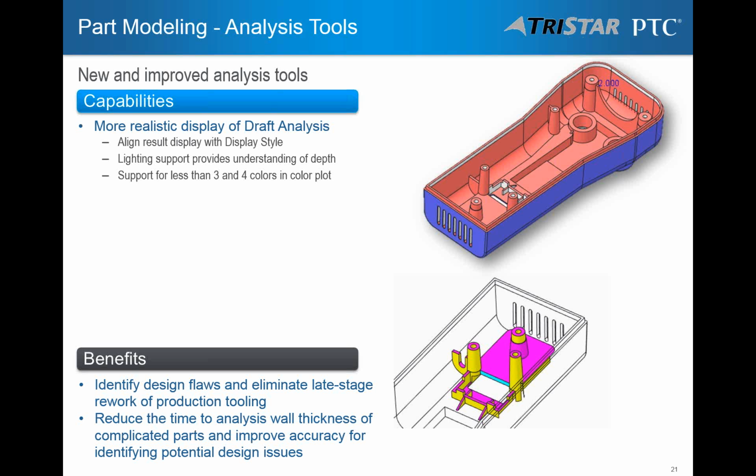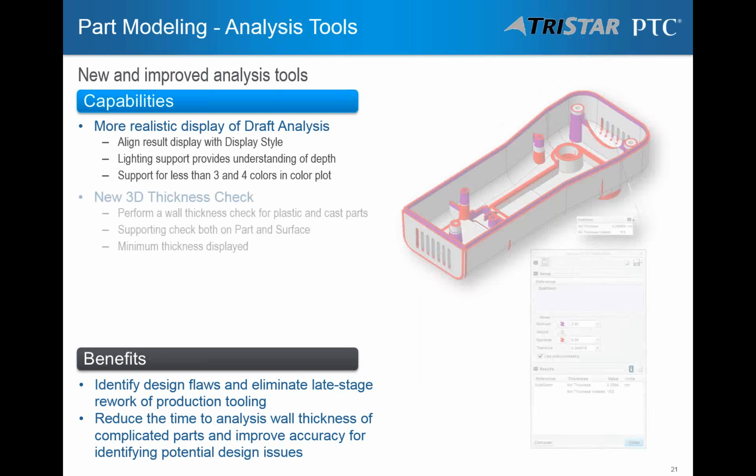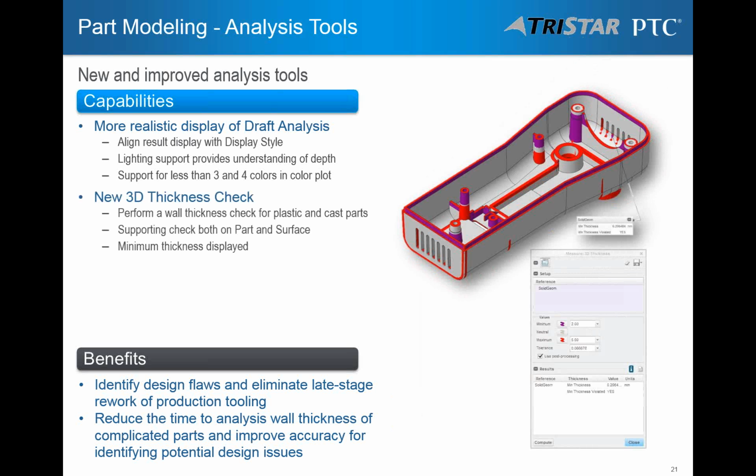There are improvements to the draft analysis tool. We can align the result display with the display style. We can also use lighting to support a better understanding of the depth, and also support for less than 3 or 4 colors. We also have a new 3D thickness check. This performs a wall thickness analysis for plastic and cast parts. This also supports both part and surface models with the minimum thickness being displayed.